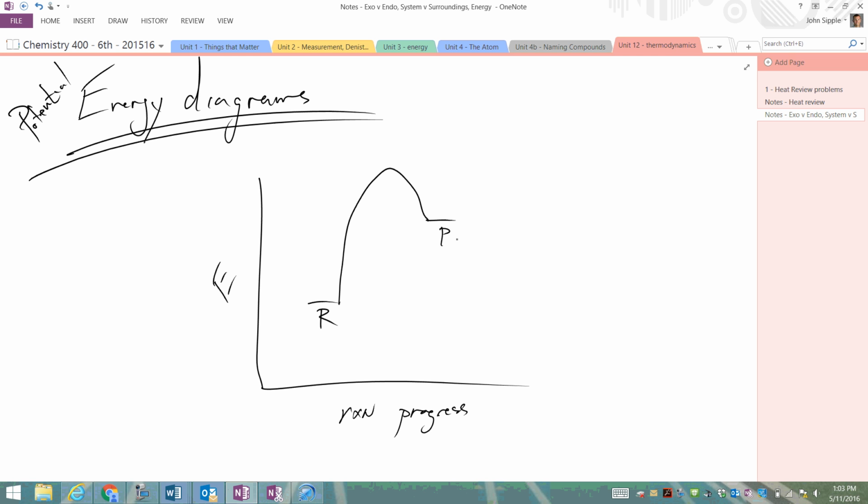All right, so you got reactants and products here. Now, we want to be able to label this. What is up here? There's a point up on the top. What's that state? Do you remember? Partway between the reactants and the products.